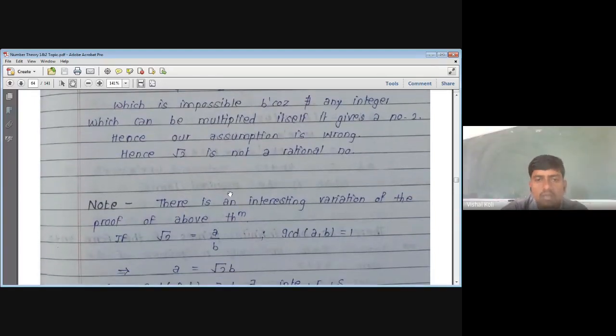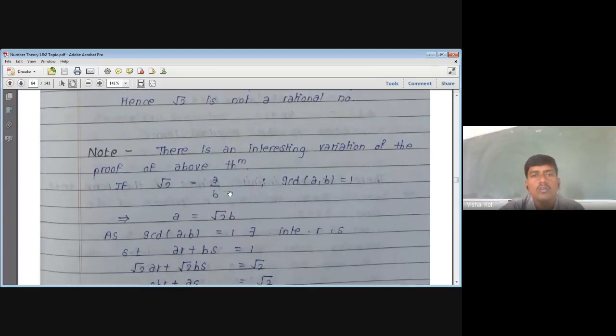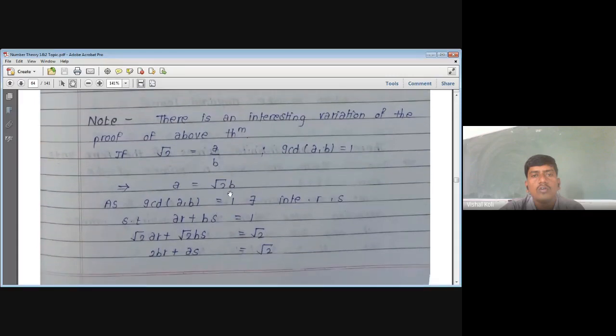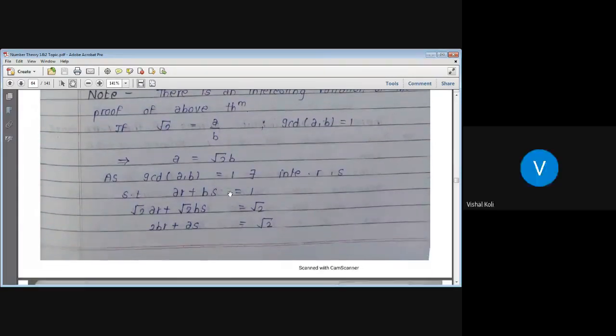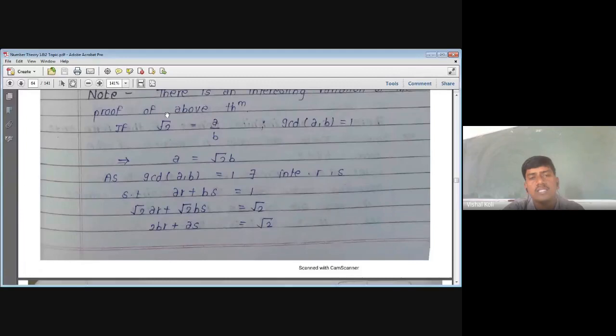Now, there is one more method to prove this. We make the assumption that root 2 is a rational number. As root 2 is a rational number, it can be expressed in the form a by b, where b is not equal to 0 and GCD of a and b is equal to 1. Root 2 equal to a by b, then a is nothing but root 2 b, as here GCD of a and b is equal to 1.